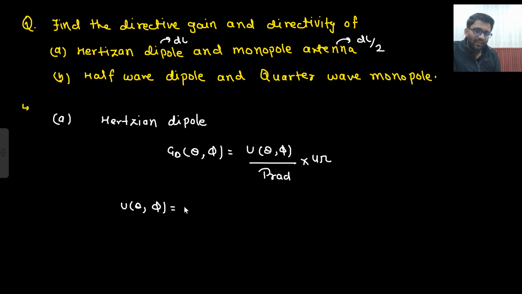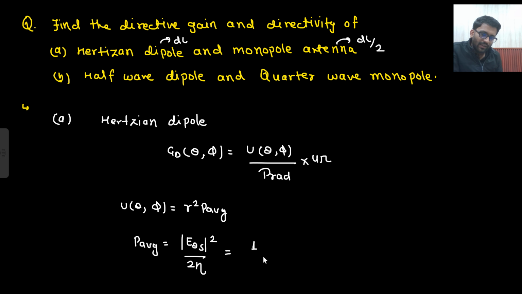What is U(theta, phi)? R square into P average. Now can you write down P average for the Hertzian dipole? Yes, I can. P average will be mod E theta S whole square divided by 2 eta. So 1 by 2 eta. Do I know my E theta S whole square? Yes, I know.